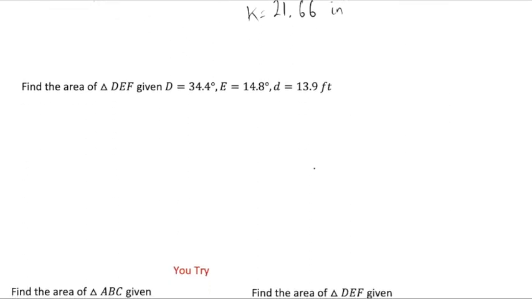So here we're looking for the area. We're given angle D, angle E, and side D. So let's sketch this up. D, E, F. D was 34.4 degrees. E was 14.8 degrees, and side D was 13.9 feet.